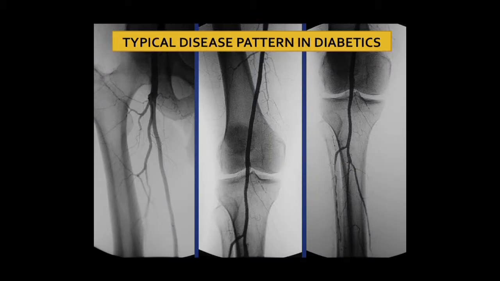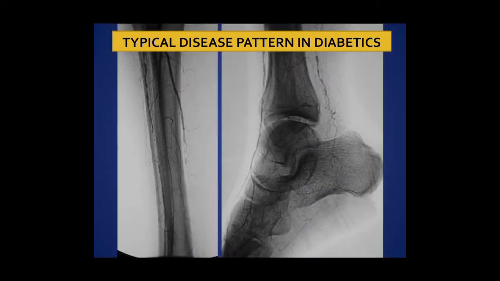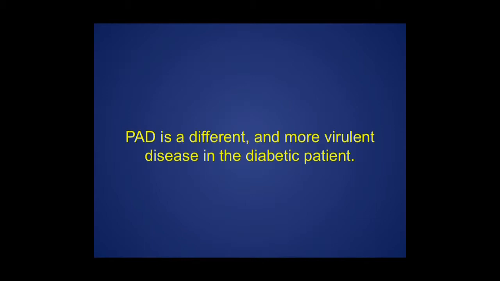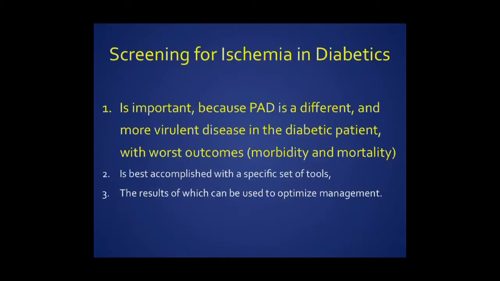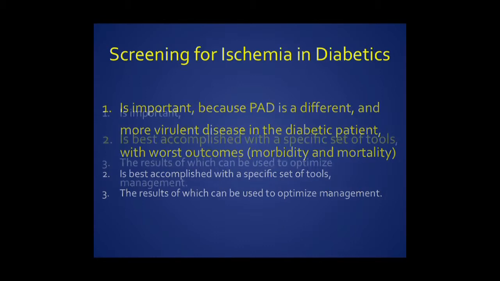And those are typical slides, a typical disease pattern that you could see in terms of sparing of the inflow, with a pretty clean SFA and popliteal, with the tibial disease being more profound here, and then reconstitution of the DP. So PAD is a different and more virulent disease in the diabetic population, and then screening becomes much more worthwhile. How can we accomplish that?